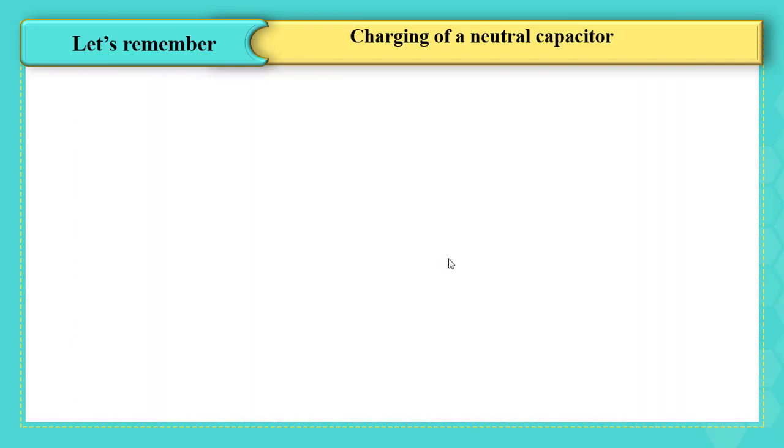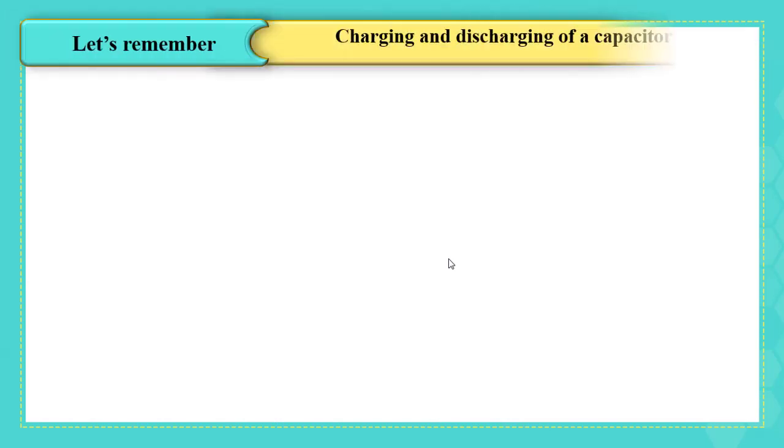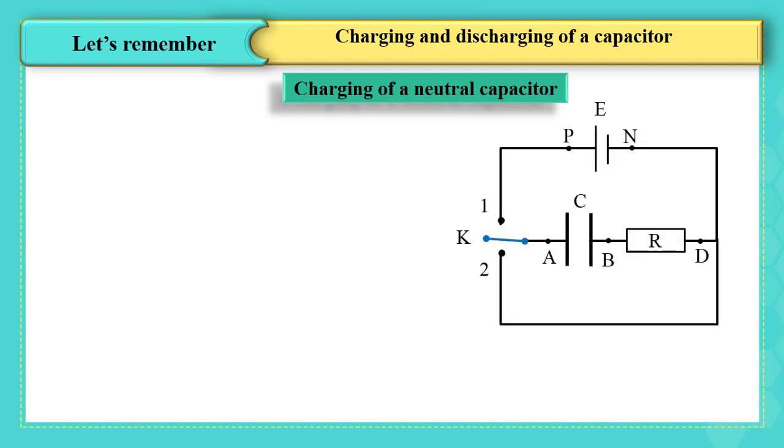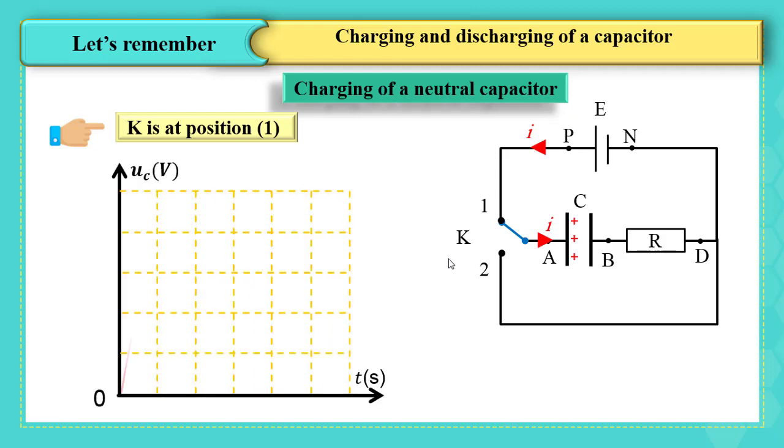And we stop it. Charging and discharging of a capacitor. We are going to start with the charging of a neutral capacitor, which you have watched in the previous video. The following circuit is used to study charging and discharging of a capacitor. When the switch K is at position 1, the capacitor is in charging phase. The voltage across the capacitor increases exponentially as shown in the figure.